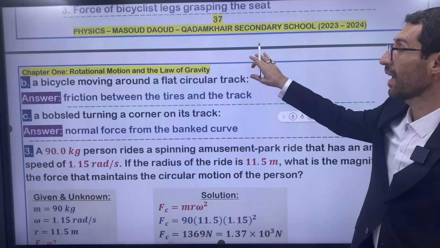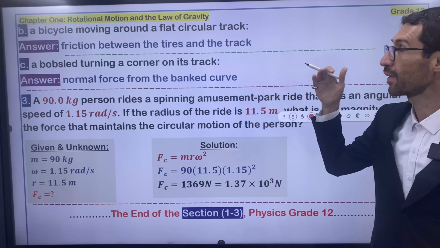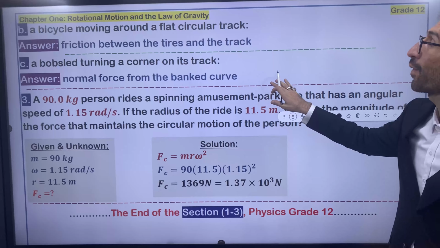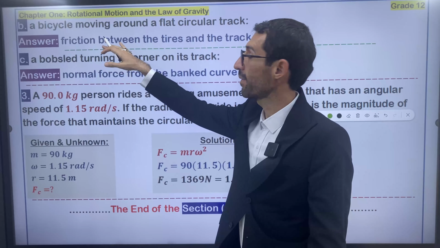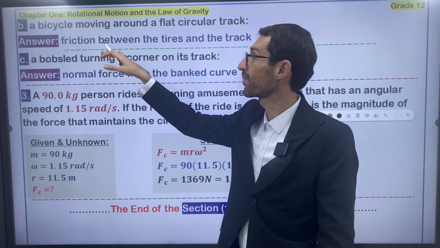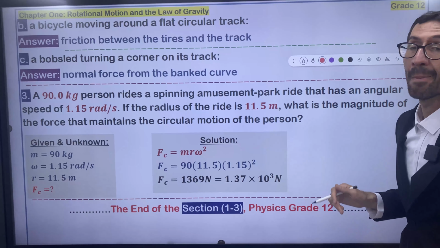A bicycle. I want you to determine the centripetal force for a bicycle. This time we have a bicycle, a bicycle moving around a flat circular track. Bicycle.